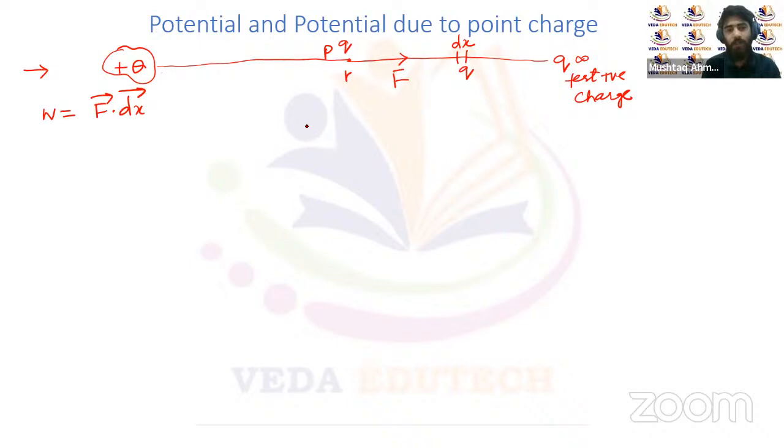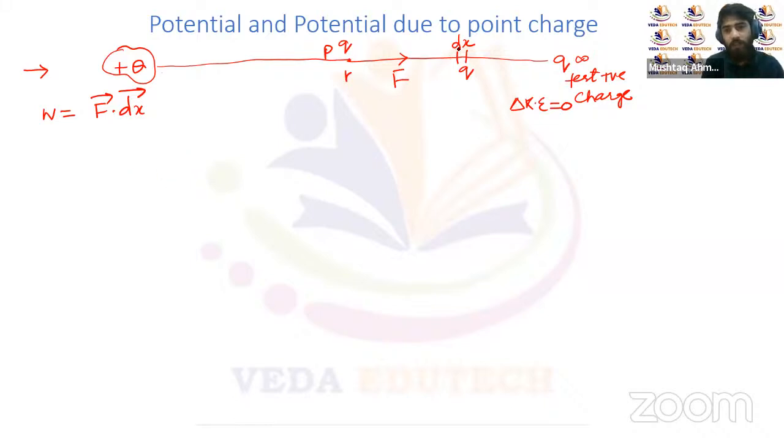So it means that at any instant, the change in kinetic energy of this charge q will be equal to 0. Or we can say delta K, the change in kinetic energy at any instant for this test charge when we bring it from infinity to the point P in the field of this plus Q charge, has to be equal to 0, right? We're bringing this charge slowly and steadily from infinity to the point P.